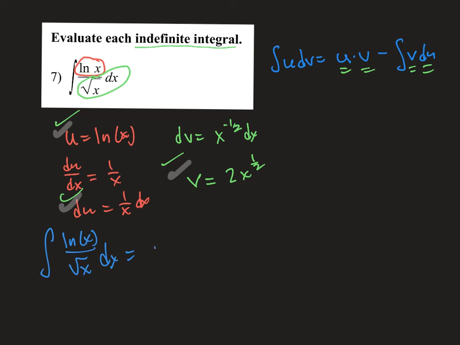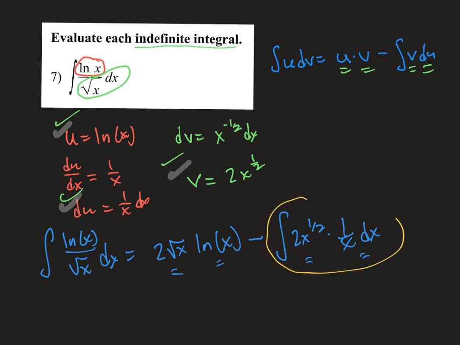Now I'm going to write it like this just so it's easier to see. I'm going to write 2 square root of x times natural log of x. This is the u and this is the v. So that's u times v minus the integral of 2x to the 1/2 times 1 over x dx. That's the v du. And now I need to evaluate this so I can finish this off.